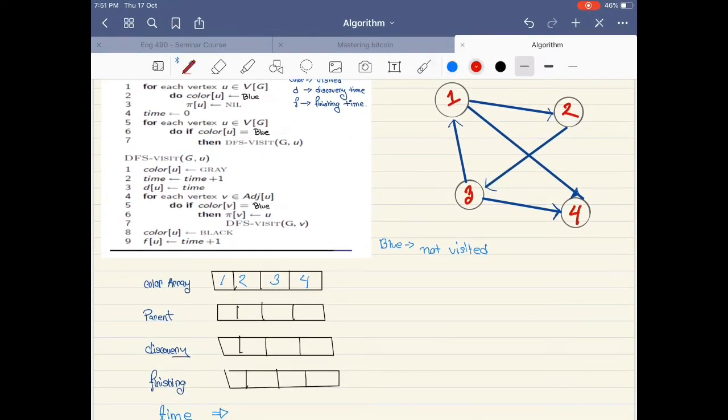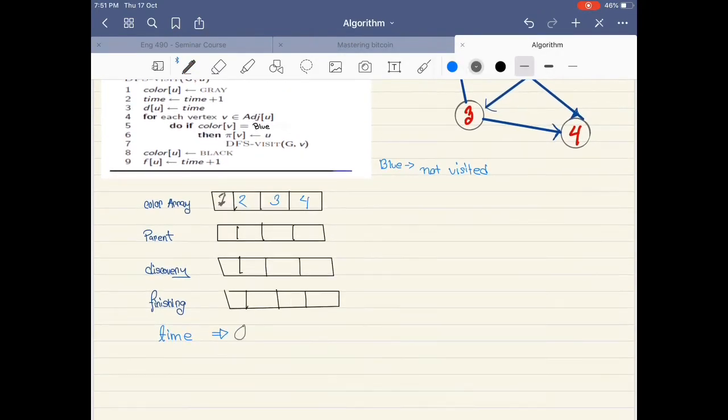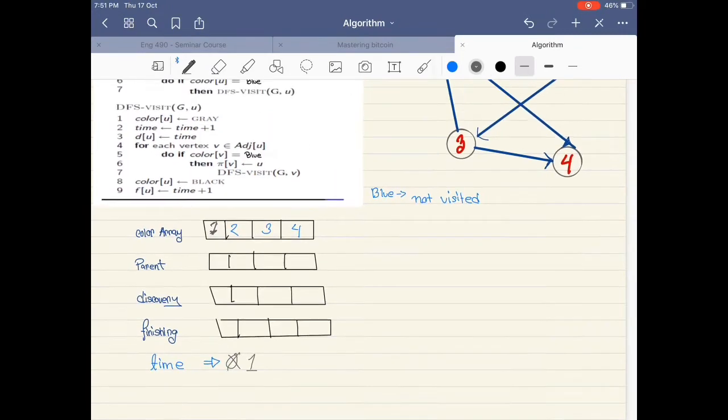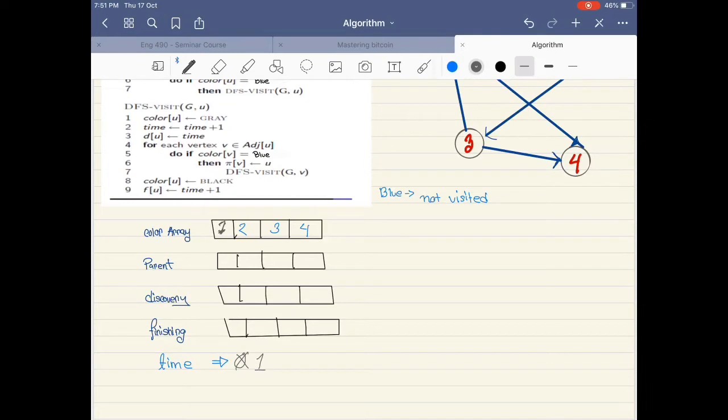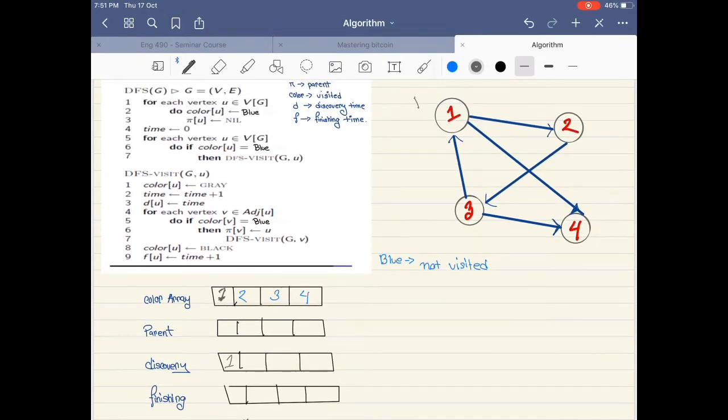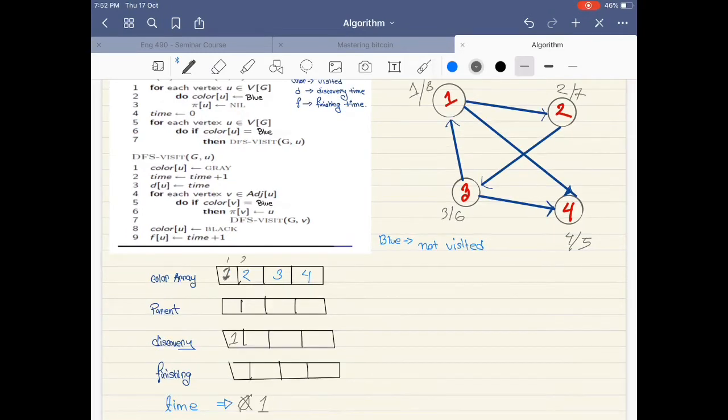So let's make it gray. Then time plus 1. Time was initially 0, we cut that, and plus 1. So du, the discovery time, would be 1. We put 1 here, and normally if you traverse the array, just not looking at the code, we would see 1, this would be 2, this would be 3, this would be 4, right? And from 4 we can't go anywhere else. So 5, this would be 6, this would be 7, and this would be 8. These all represent 1, 2, 3, 4. Hope you guys did understand that.